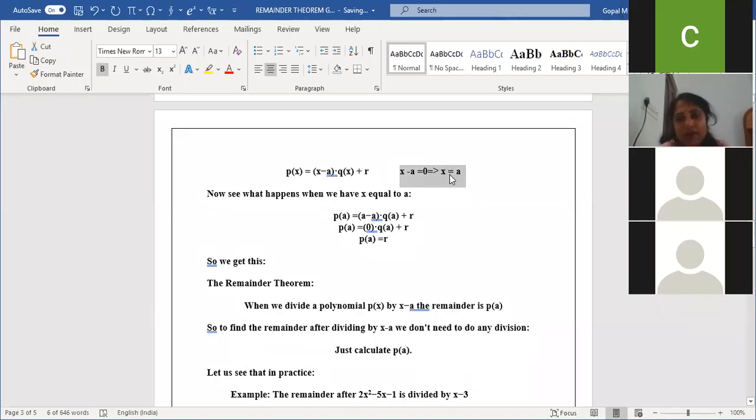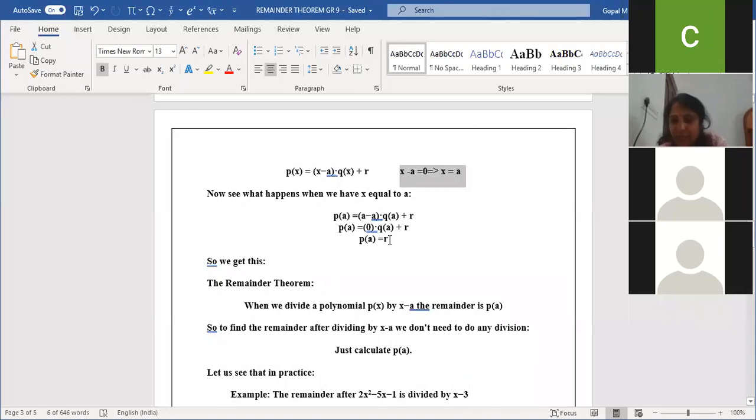Yes, ma'am. So this a value I'm applying in place of x here. Wherever I get x, I'm just applying the value there. So a minus a becomes 0, and 0 multiplied by anything is 0. So P of a is the remainder. So what we are going to do here: the divisor is a zero of the polynomial. You find the value of x, and if you apply that x value in the polynomial, we'll get the remainder.